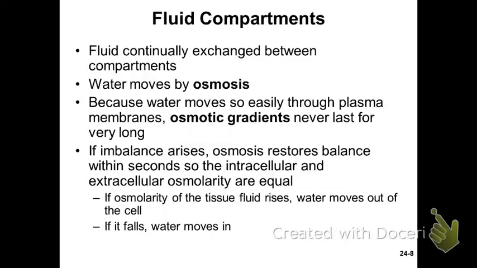Now, this fluid, this water, is constantly exchanging between these compartments. And you recall from Biology 105, Lab 2, that the water is moving by the process of osmosis. Recall that osmosis is a passive process. It does not require ATP. And water moves from one compartment to the other, moves across the plasma membrane through what's called osmotic gradients. Now, osmotic gradients are basically a pressure gradient that's allowing the water to move.